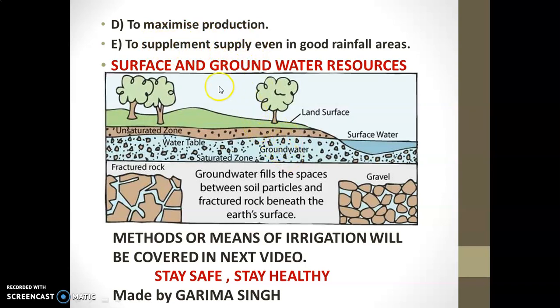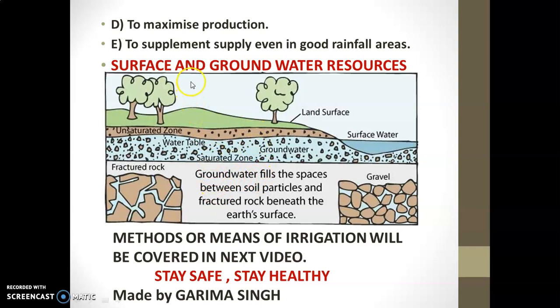And the last portion of this video is, what is the difference between surface and groundwater resources? Surface water resources means the water found on the surface, in rivers, streams, lakes, and ponds. That is considered surface water resources. And what are groundwater resources? Groundwater resources are found below the earth's surface.